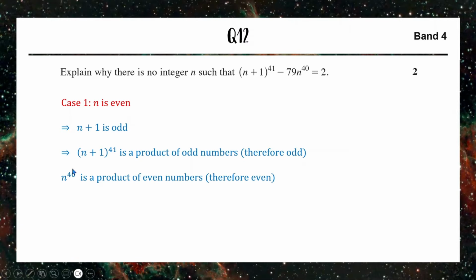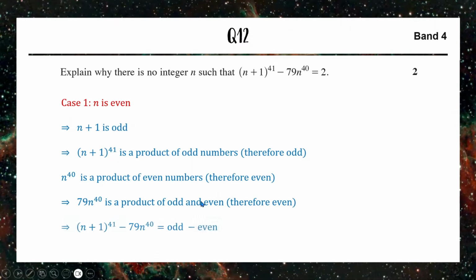Now we're taking this even result of n to the power of 40 and we're multiplying it by 79, which is an odd number. So this is a product of odd and even, and whenever you multiply an odd and an even number together, you get an even number. So we have explained why the front part is an odd number, and why the second part is an even number. So what we have here is a difference between an odd and an even number, and anytime you take an even number away from an odd number, it gets you another odd number.